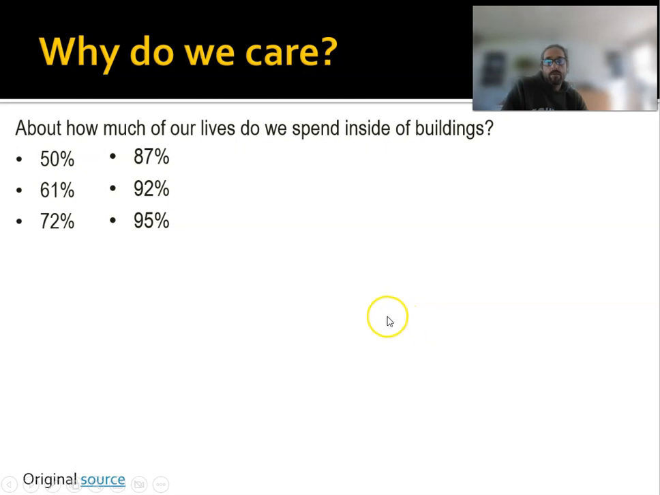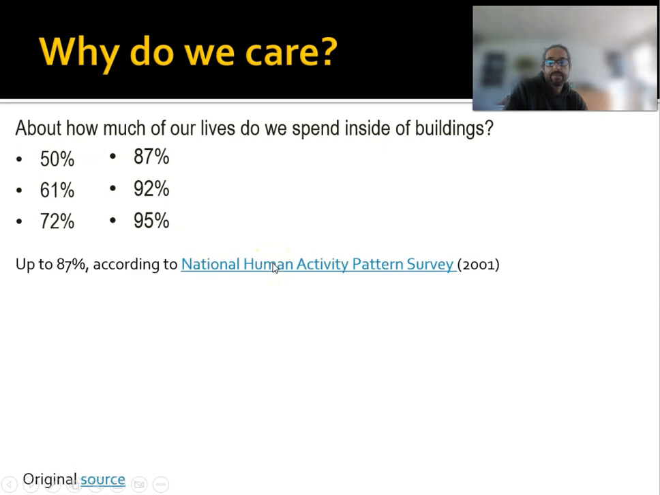So why do we care? There's actually some interesting research on how much time we spend inside of buildings. So feel free to press pause about how much of our lives we spend inside of buildings. And the answer is about 87%. So about 87% of our respective lives we spend in buildings, whether it's at work or at home, going out to restaurants and so forth. So we spend a lot of time in buildings.